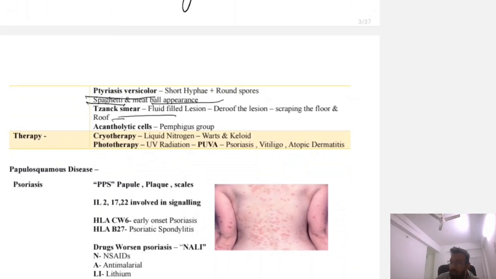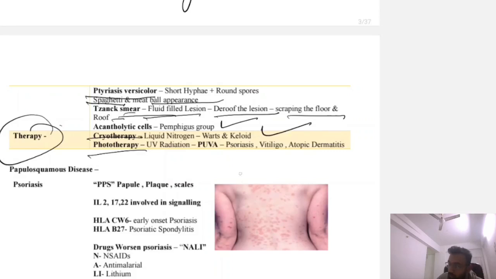There is another investigation, cytodiagnostic test, that is Tzanck smear. So there is a fluid filled lesion. You have to deroof the lesion, scrape the floor and roof, and then see in the Giemsa stain. Okay. So you can see acantholytic cells in pemphigus group of patients. Therapy, cryotherapy, it uses liquid nitrogen, it is used for warts and keloid. Phototherapy, it is used in psoriasis, vitiligo, atopic dermatitis.